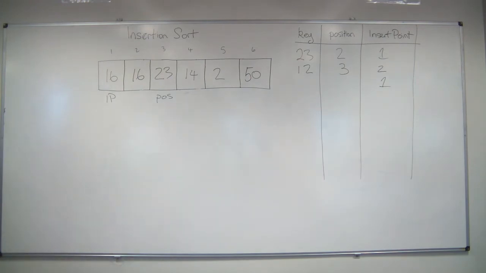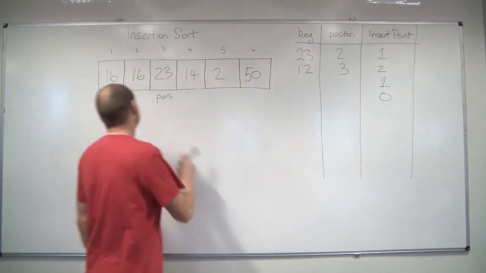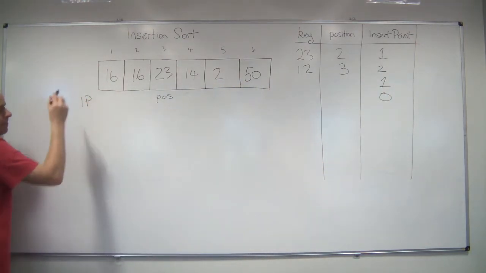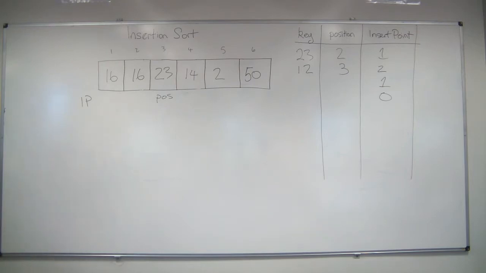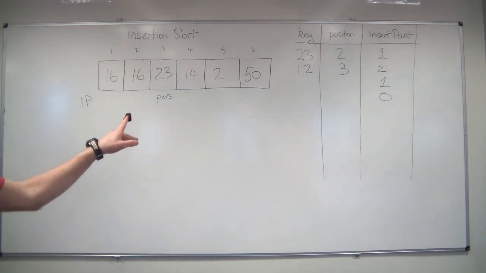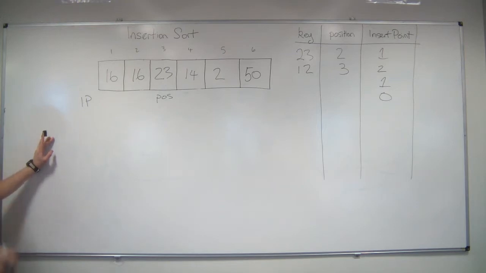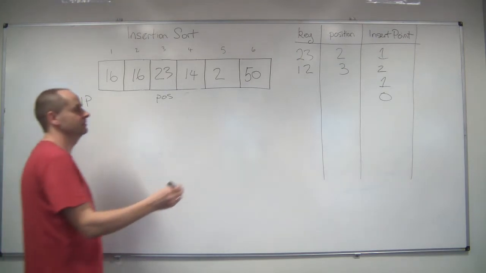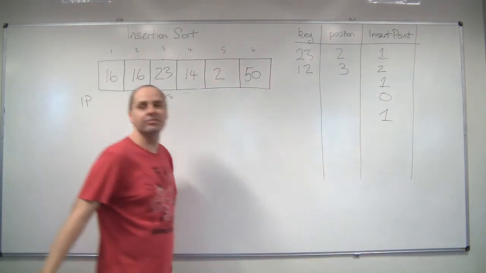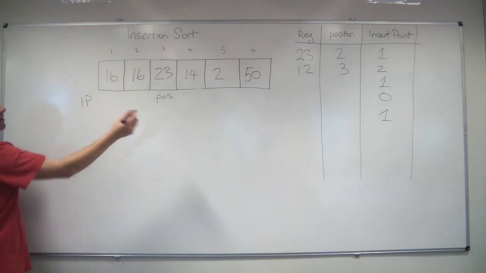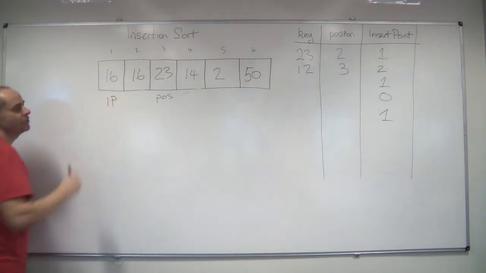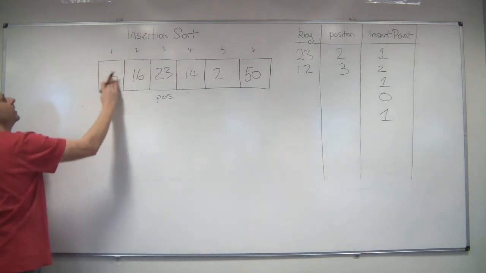What we then do is reduce the insert position by 1. We've gone off the end of the list, and that's one of the conditions that tells us to stop. Either they're in the right order and we stop, or we go off the list. If we go off the list, we add 1 to the insert position and put our key value at that position. So if we add 1 to the insert position, we end up sat there and we put our key there.